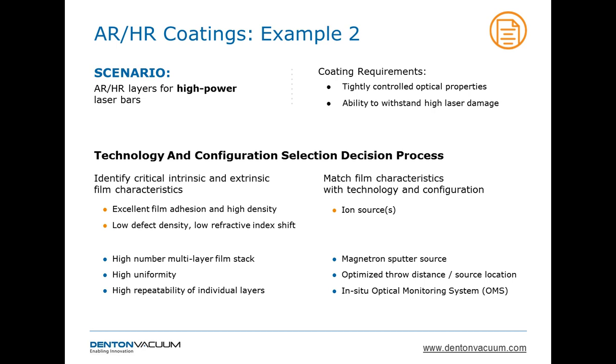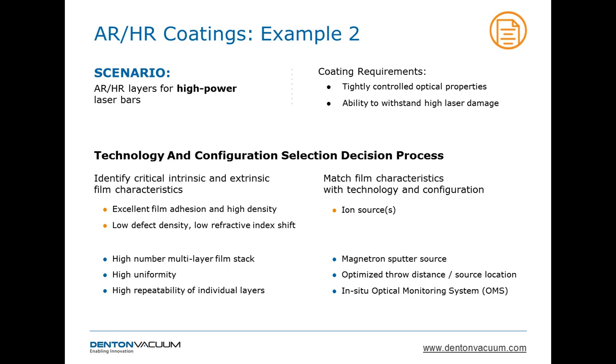But going beyond that, we will need a very high number multi-layer film stack, especially if we want to achieve something like a 99.9 reflectivity HR coating. And for this, we might need a magnetron sputter source. We will also need high uniformity, so we'll need to optimize the geometry of the system and make sure that the throw distance and the source locations are optimal.